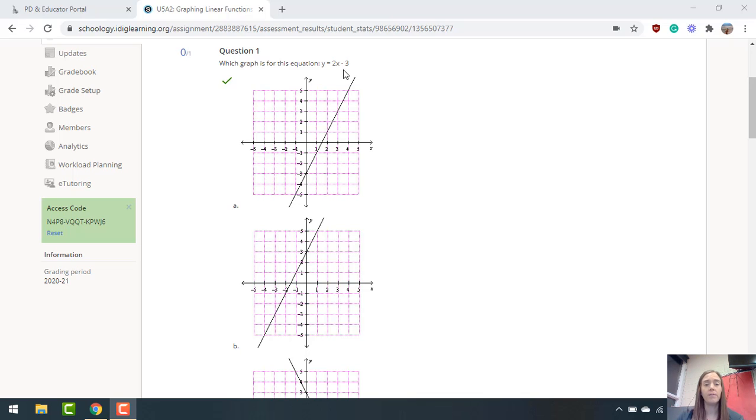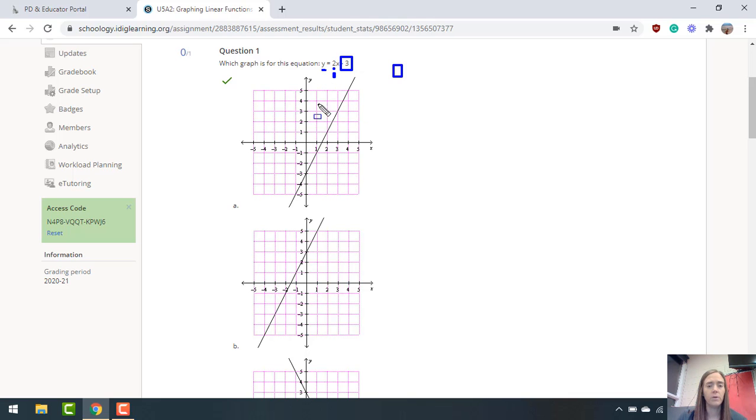Okay, so the way you solve these is, if the y is by itself, so that's the first thing you look at, is the y by itself, and then you look right in front of the x. That number right there is going to be your slope. Okay, so it's going to be 2 and it'll be over 1. Then your last number is going to be your y-intercept. So that's where you start on the y-axis.